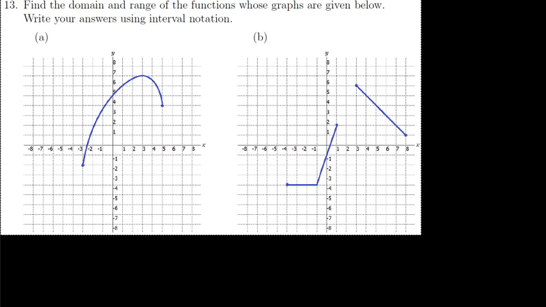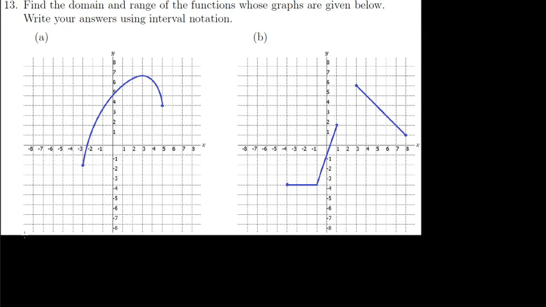Okay, number 13. So we're still looking for the domain of a function. Actually, domain and range. But we're not given the equations of the functions, as we were in number 12. We're just given the graphs. And in fact, it's usually easier when you look at the graphs to find the domain and range. Remember, domain is just all the x values.